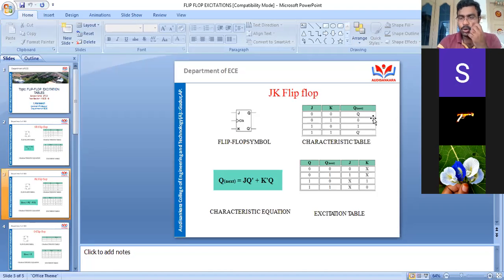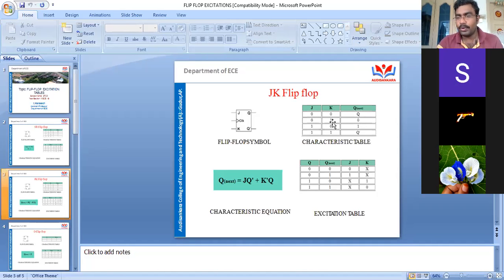No change state means your present state is always your next state. So what is your present state? That will be coming as the next state. So when J equal to 0, K equal to 0, your next state Q of n plus 1 is equal to Q. That is nothing but the present state, guys.